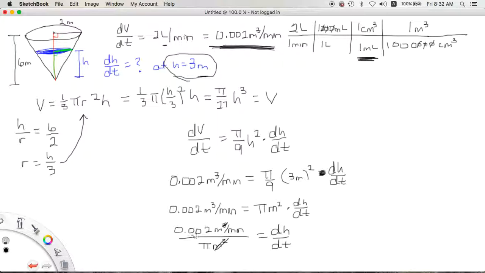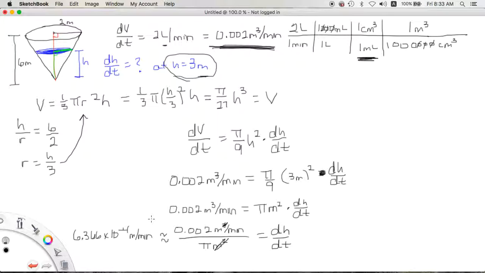And then we divide the 0.002 by pi, and you get approximately 6.366 times 10 to the negative fourth meters per minute. That's a terrible approximate sign, sorry. And there we have it.